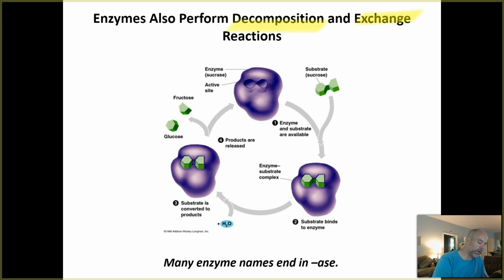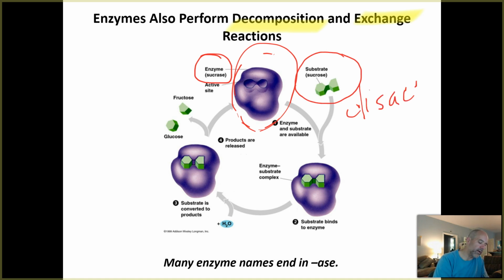All right, so if we start up here we have an enzyme. This enzyme is called sucrase. We'll talk about that in a minute. And here's our substrate over here. Our substrate is sucrose. Sucrose is a disaccharide. It's a glucose and a fructose sugar bonded together. So this is the substrate of this enzyme we call sucrase.